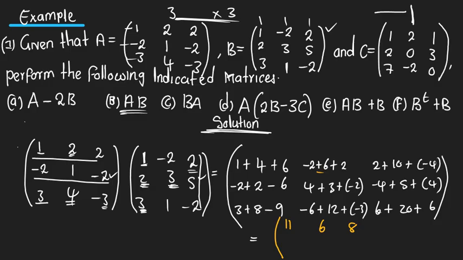We come here. Negative 2 plus 2 is going to give you 0. 0 minus 6 is going to give you minus 6. We come here. 4 plus 3, 7. 7 minus 2, it's 5. Minus 4 plus 5, it's 1. 1 plus 4 is going to give you 5. We come here. 3 plus 8, 11. 11 minus 9, it's 2.